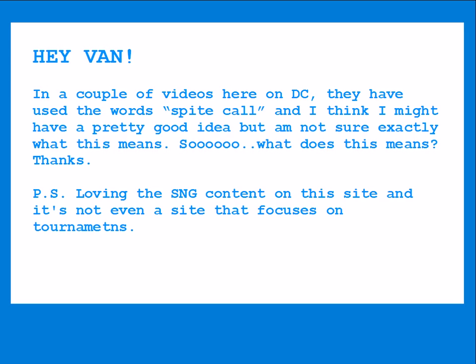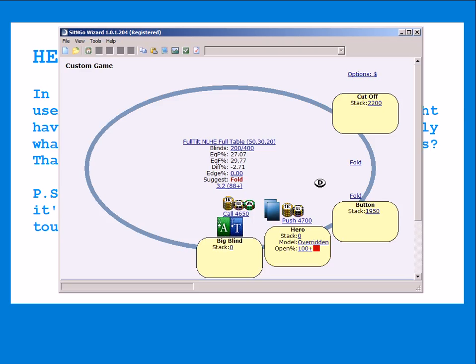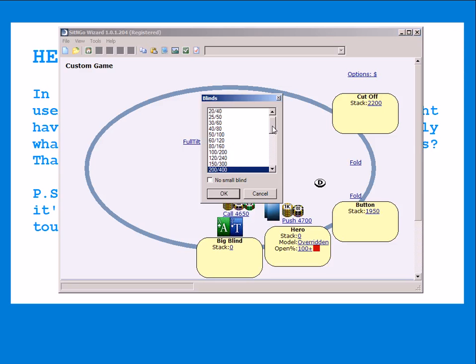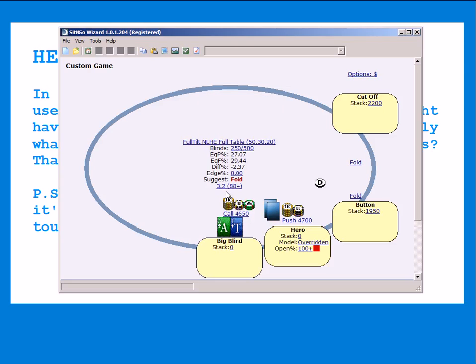So let me try to bring up in Wizard what might be a plausible spike call here. All right, so I've set up a scenario. It's the bubble of a standard 50-30-20 nine-handed single table sit and go. There are two players here that have roughly half the stacks of the two main people. The blinds are 200, 400.